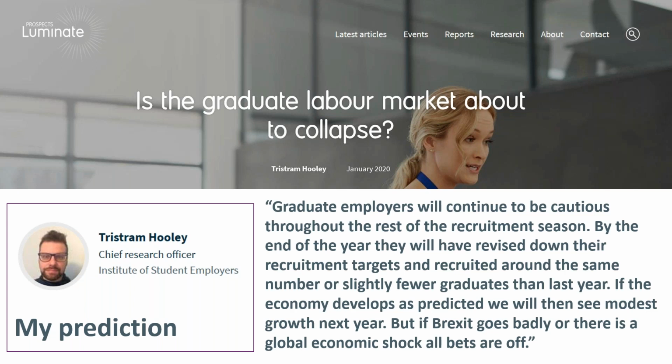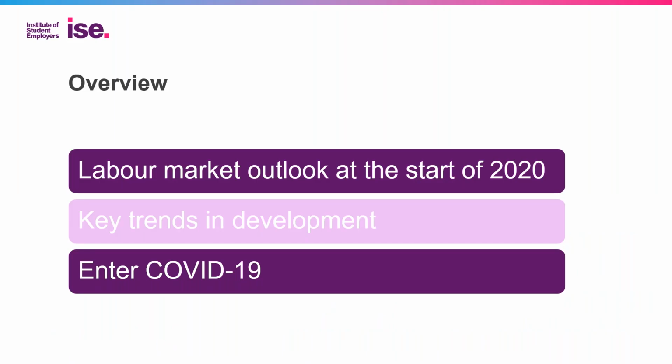Graduate employers will continue to be cautious throughout the rest of the recruitment season. By the end of the year, they will have revised down their recruitment targets and recruited around the same number or slightly fewer graduates than last year. If the economy develops as predicted, we'll then see modest growth next year. If Brexit goes badly or there is a global economic shock, all bets are off. And as we'll come back to in a little bit, it proved to be the case that all bets were indeed off.